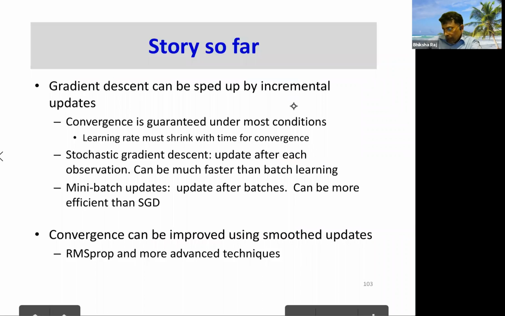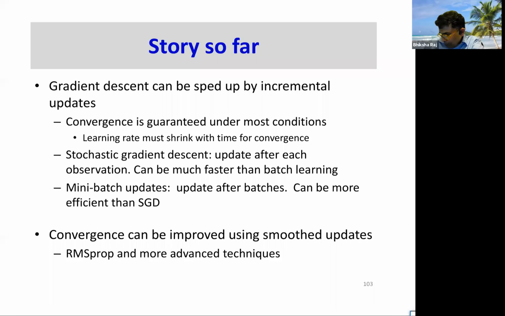So anyway, the story so far: gradient descent can be sped up by incremental updates. Convergence is guaranteed under most conditions. Learning rates must shrink with time for convergence, and SGD updates the parameters after each observation and can be faster than batch learning. Minibatch updates update after batches. Convergence can be improved using smooth updates like RMSProp and more advanced techniques. So we'll stop right here.